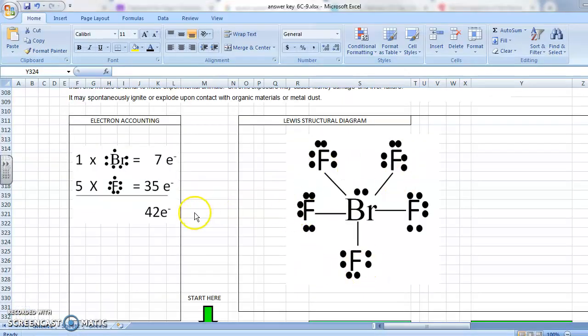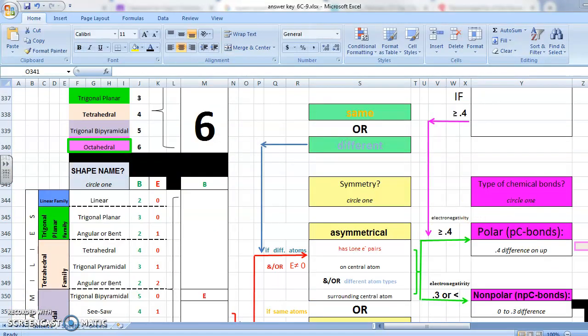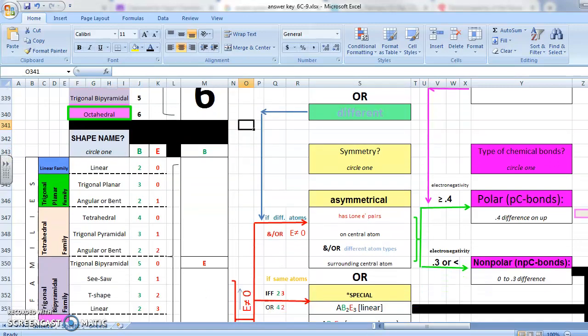So this has 42 electrons. Again, that is how many we are supposed to have, 42. We've got 5 atoms on bromine and 1 lone pair. So that is 6 total things on the central atom. When we have 6 total things on the central atom, that puts us in the octahedral family. The octahedral family has 3 molecules belonging to it.